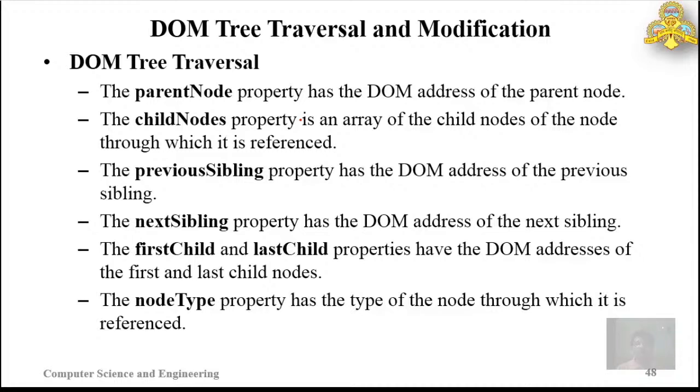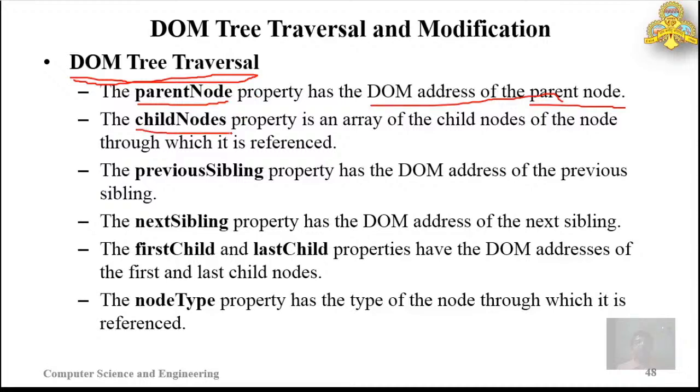That means dynamically we can change these document tree structures at the client side. In JavaScript there is also some support to manipulate it. Here is DOM tree traversal. That means moving from one node to another or getting the information of other nodes, it has some properties. Any element's object has a property called parentNode, which provides the DOM address of the parent node.